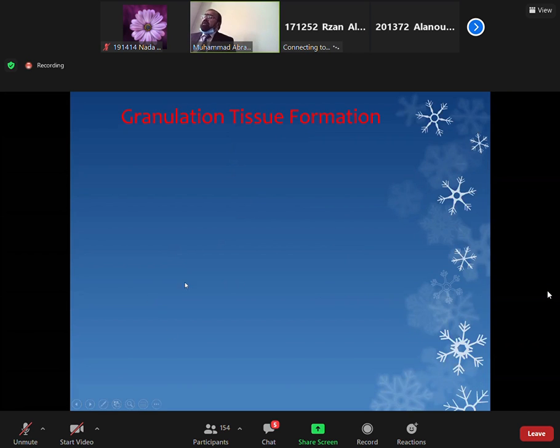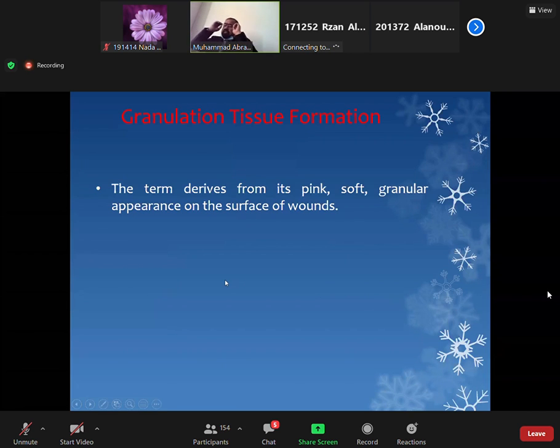Then we have granulation tissue formation, a term derived from its pink, soft granular appearance. That's why it's called granulation tissue. Now, please don't confuse it with granulomatous inflammation, because both look the same, but it's not. Granulation tissue is newly formed blood vessels and fibroblastic proliferation.